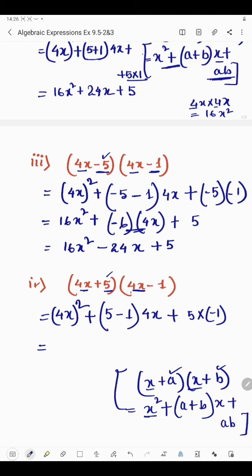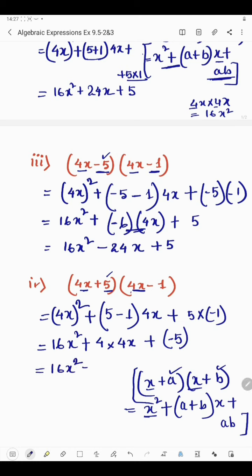Now here 4 square means 16, and x square, plus 5 minus 1 is 4 multiplied by 4x, plus 5 into 1 is 5, but here is minus sign, so it's minus 5. So 16x square plus 4 into 4, 16, multiplied by x is 16x. Now plus minus minus, so it will be minus 5. So the answer of the fourth part will be 16x square plus 16x minus 5, okay.